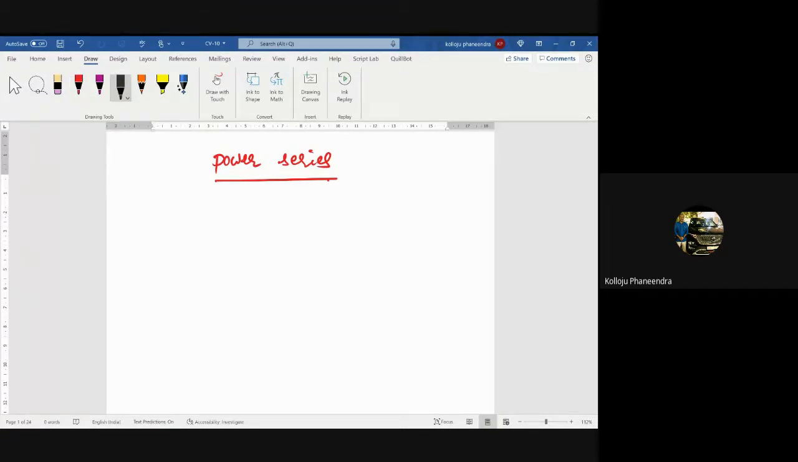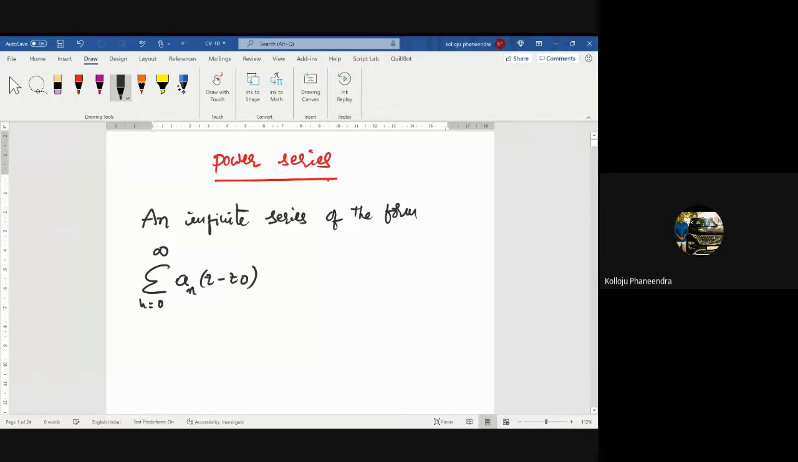Its definition is an infinite series of the form summation n equal to 0 to infinity, an into (z minus z naught) whole to the power of n.